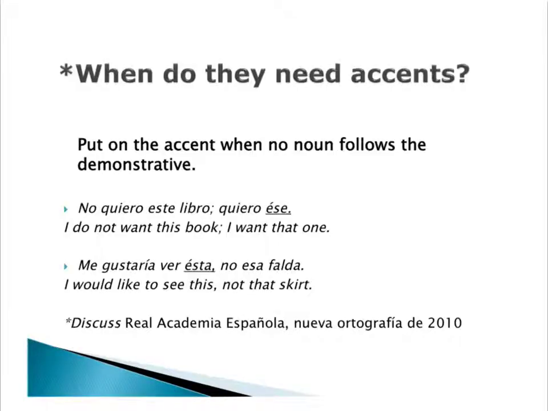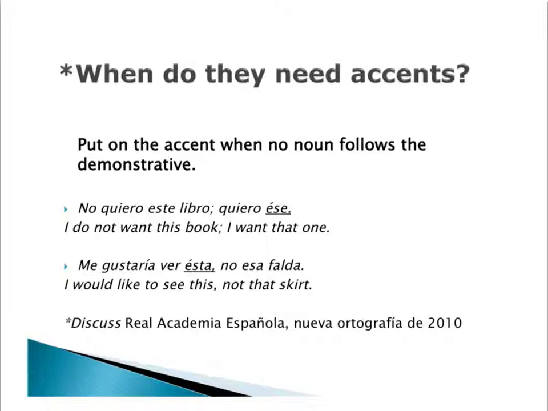Vale, so now that we've said that, if you've noticed these words in action before in Spanish, you might have realized that sometimes they carry accent marks. So the big question is, when do they need accents? Because in all of the examples on the previous slides, there were no accents involved, which I'm sure was making you very happy. The question, though, when do they need accents, is simply answered in this way. Put on the accent when no noun follows the demonstrative.